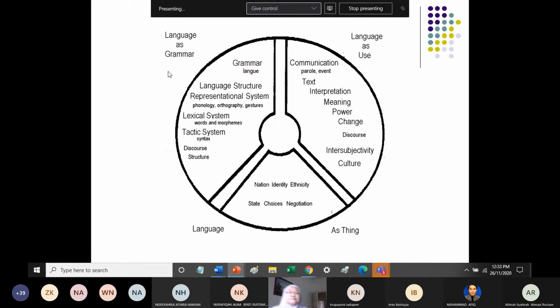Okay, so then we see that this is basically in diagram, language as grammar. I think we've looked at this. And then language as a thing in social. And then language in use in terms of communication, in terms of written text, in terms of culture. Okay.